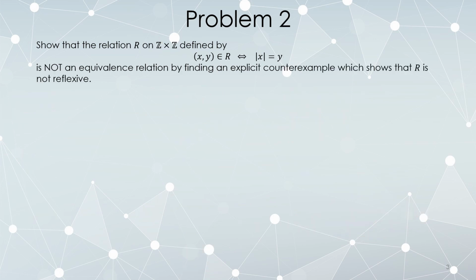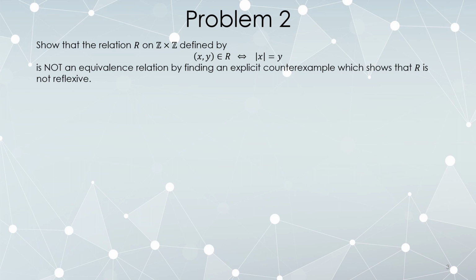Next, we have problem 2. Again, we're looking at a relation on pairs of integers. So when is one integer related to another? If the absolute value of the first is equal to the second. And note now that there's no absolute value here on the second entry. So we're supposed to show this is not an equivalence relation by finding an explicit counterexample that shows it is not reflexive. So to be an equivalence relation, the relation has to be reflexive, symmetric, and transitive. If any one of those fails, then it's not an equivalence relation.